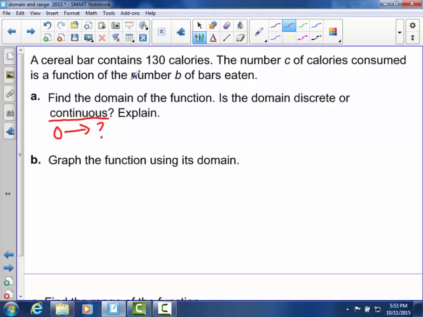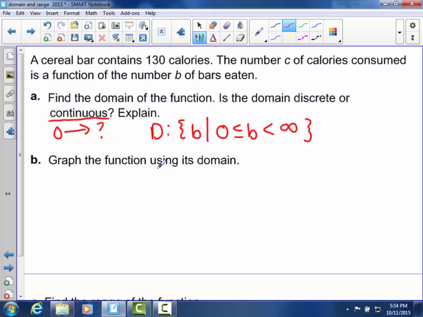well, there's really no limit here, right? With the cereal bar, you just keep eating bars. It doesn't say on a specific day or over time. So you could just keep eating. So we would describe that: the domain would be the set of B, bars eaten, such that, well, we could eat 0, and we could go forever towards infinity.